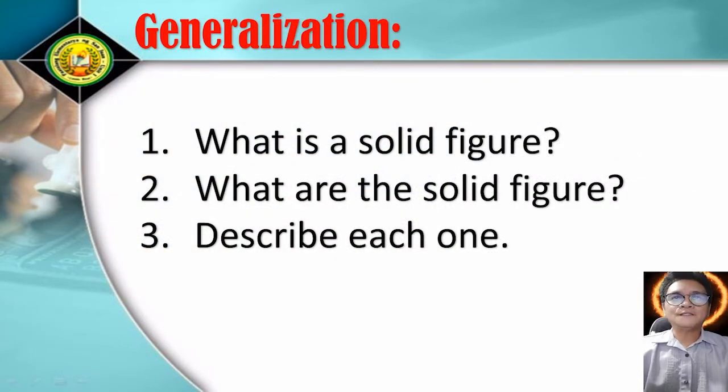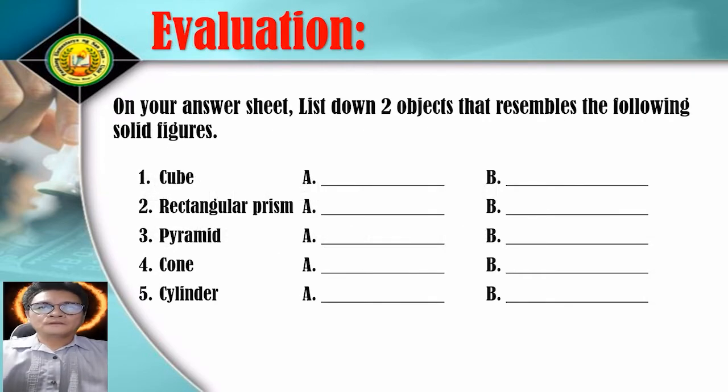Let's generalize our lesson. What is a solid figure? What are the solid figures? Describe each one. Let's have a short evaluation. In your answer sheet, list down 2 objects that resemble the following solid figures. So from 1 to 5, you are going to have 2 examples each. Again, send your answers through our GC or you can PM me.